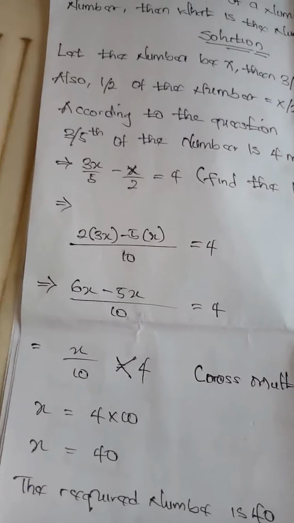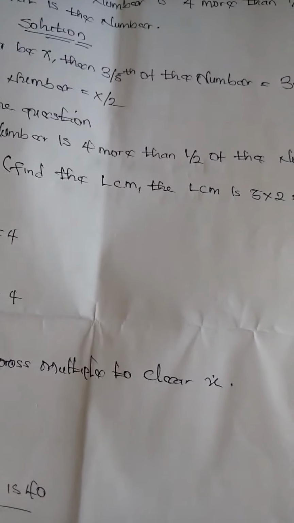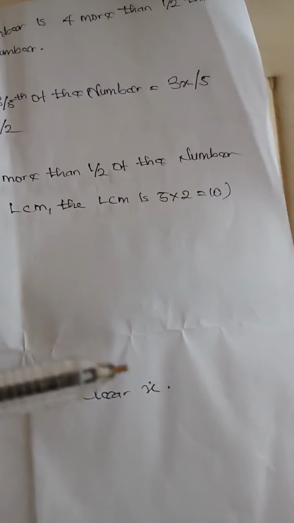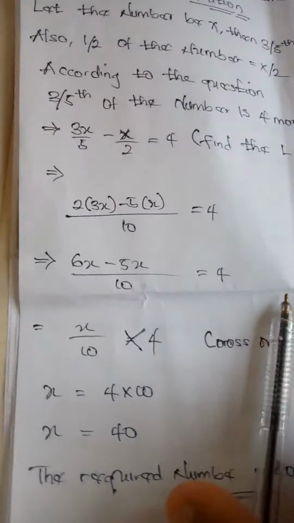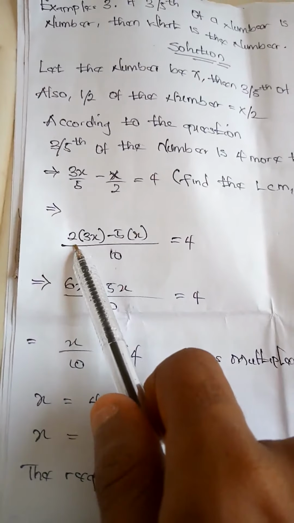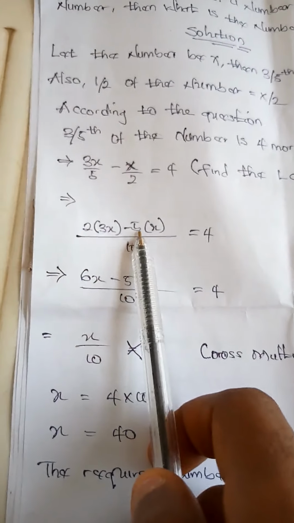Now to solve this, find the LCM first, because we are dealing with fractions here. The LCM here is 5 times 2, which gives us 10. So bring 10 down here. 10 in 5 is 2, look at the 2 here. 10 in 2 is 5, look at the 5 here.